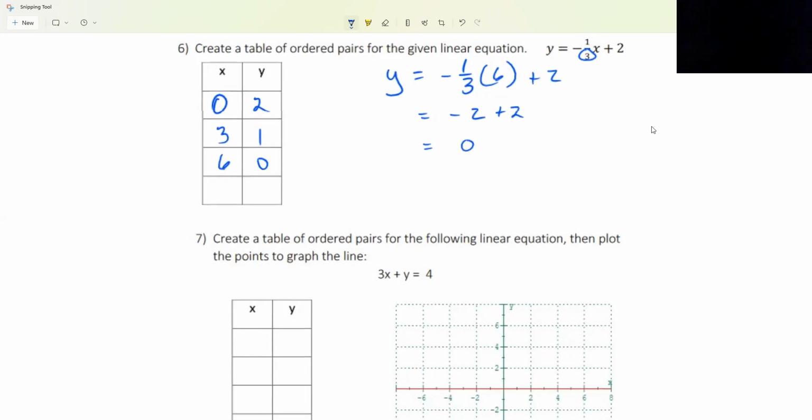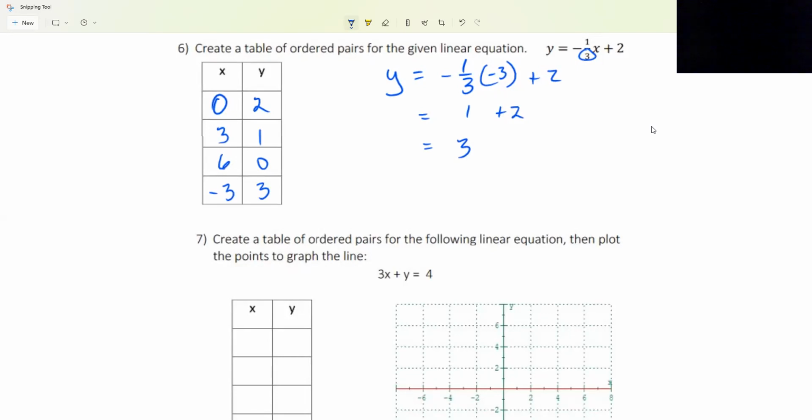So that's pretty easy. But you could use numbers like negative 3, and that's going to give you negative 1/3 times negative 3 is going to be positive 1. So you're going to get 1, plus 2, that's going to end up with 3. Okay, so there you have your table.